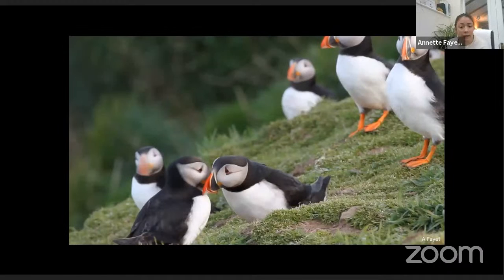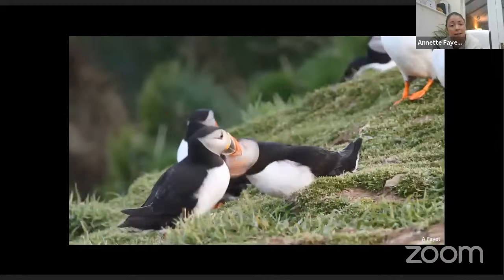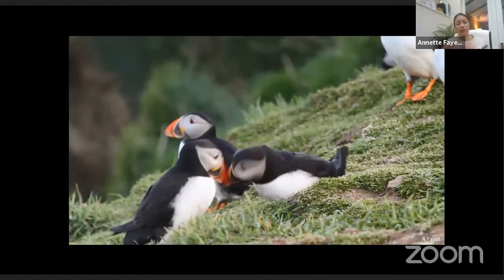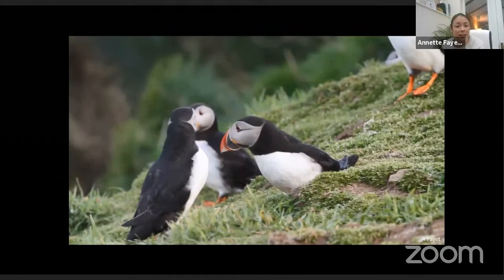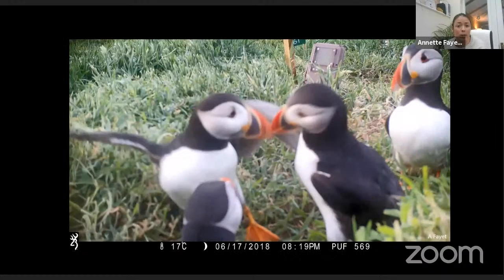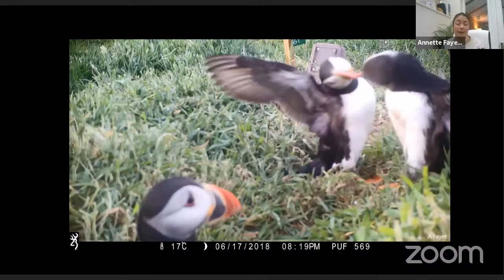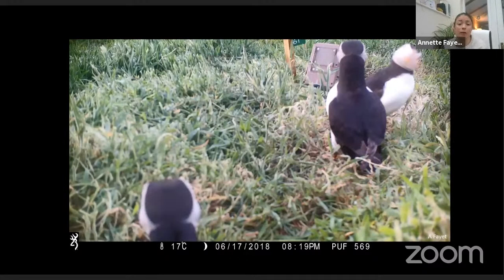And I mentioned that they keep their mate year after year. And this is the behavior that mates do a lot. It's called billing, and it's quite funny to watch. So they just tap their beak against each other. And as I said, they can also get into fights. So this is a little squabble here that you can see. That's not a very long one, but sometimes they can get into very long fights. I've watched them fight for over 30 minutes.